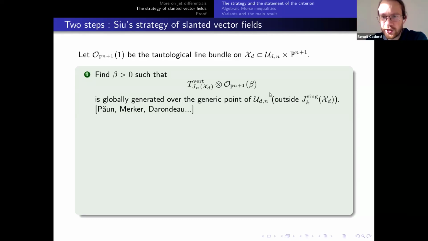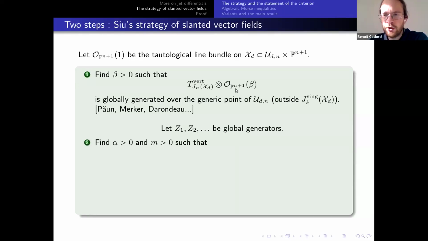So such results with explicit values for beta were proved by many people. So let me quote Bone, Merker, Darondeau, for example. Also, it was used in the Diverio-Merker work. So let me call, for future reference, Z1, Z2, etc., global generators of these vector fields. Okay, second part of the strategy, prove that you have at least one jet differential on the generic hypersurface.